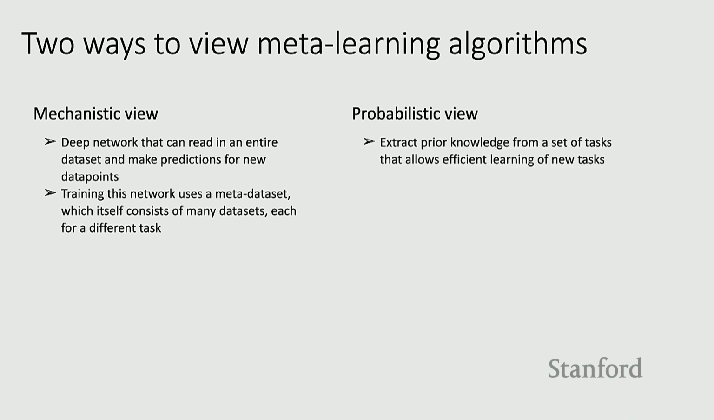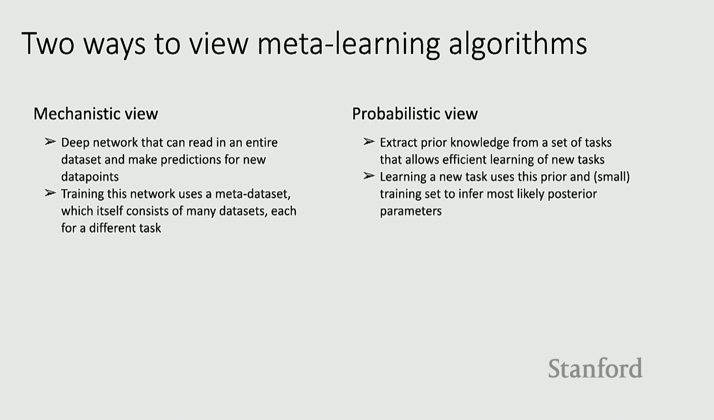And then the more probabilistic view is, instead of thinking about it in terms of reading in data sets and making predictions, it instead views the meta-learning process as trying to extract prior knowledge from a set of tasks, and then using that prior knowledge to quickly solve new tasks. And from this standpoint, you can essentially view it as learning a task that uses a prior and a small training set to infer a posterior over the parameters for that new task.